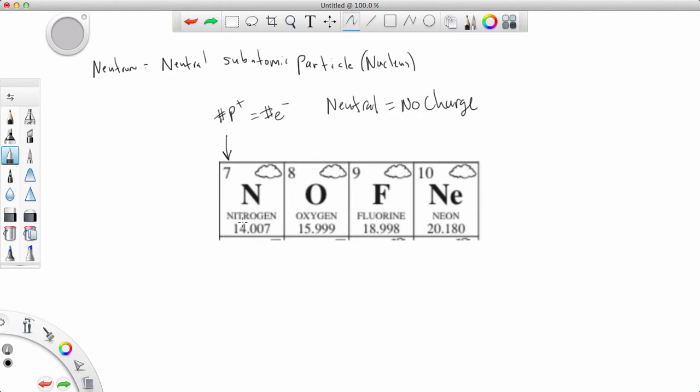So to calculate the number of neutrons, we need this number here also, which is the atomic mass. Okay, it's the atomic mass, and that is the number of protons plus the number of neutrons.